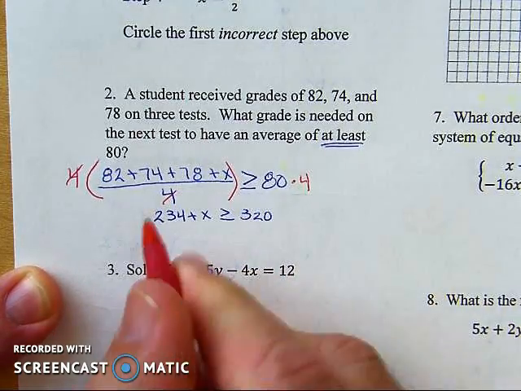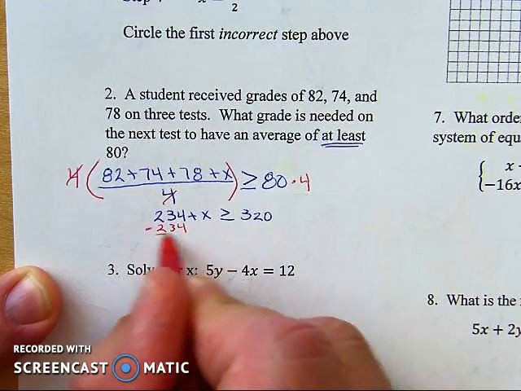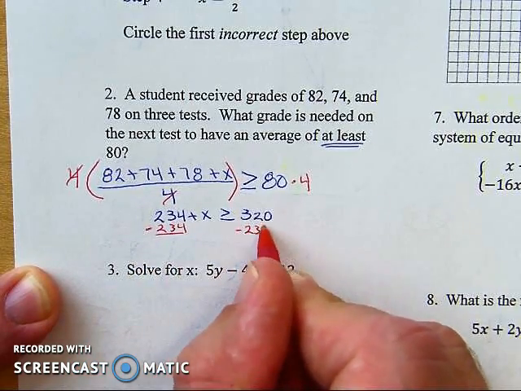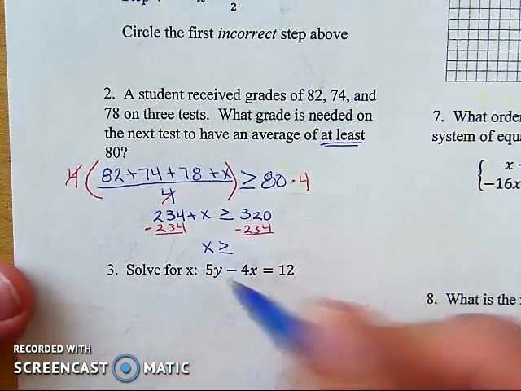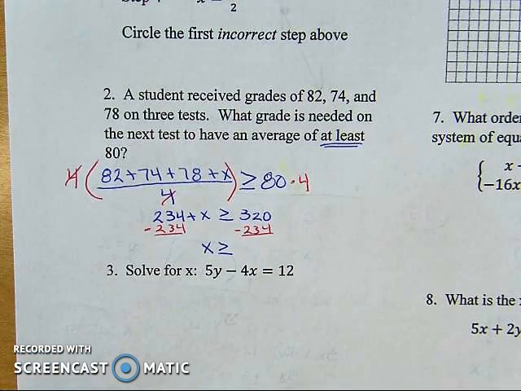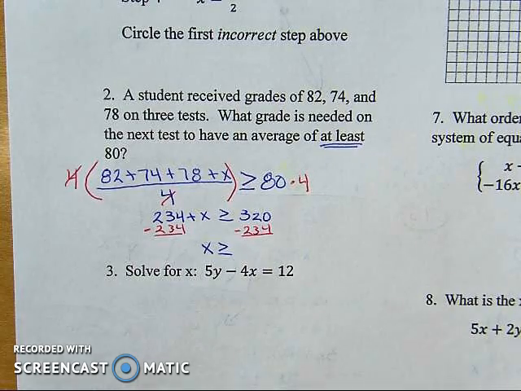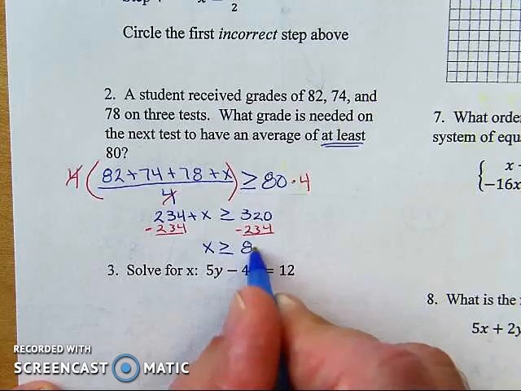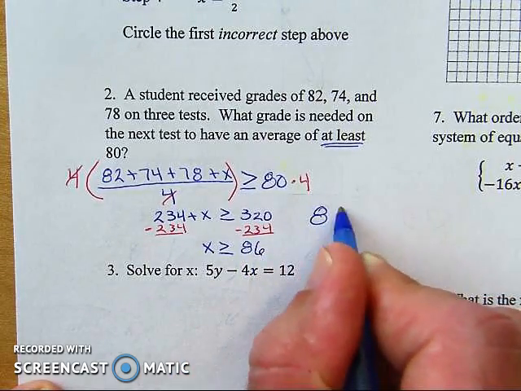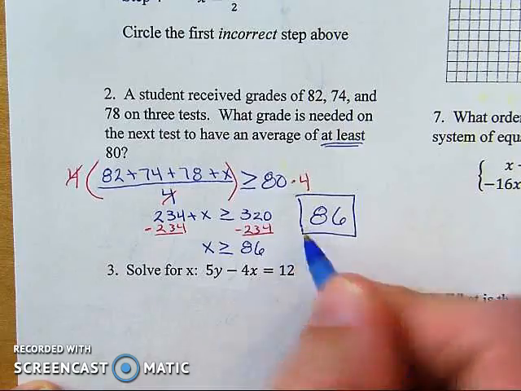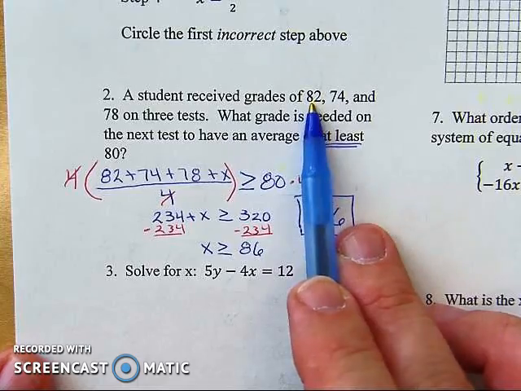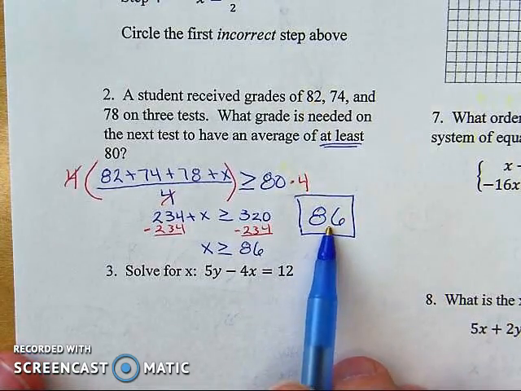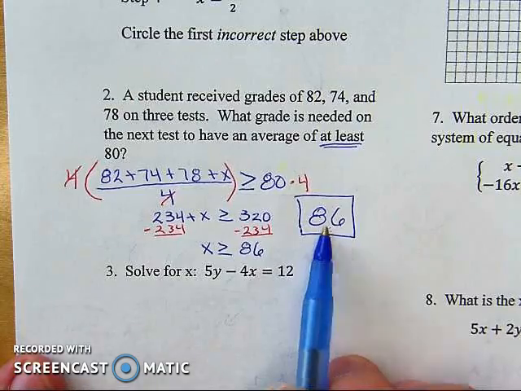All right. Now I just need to subtract the 234 from both sides, and I'm going to be at my answer. So x is greater than or equal to the result of what we have right there. So that's going to be an 86. So 86 is what we need to get that score up to 80, which shouldn't be a big surprise because only one of these scores is above 80, and it's not that much above 80, so we need to get it more substantially above 80.